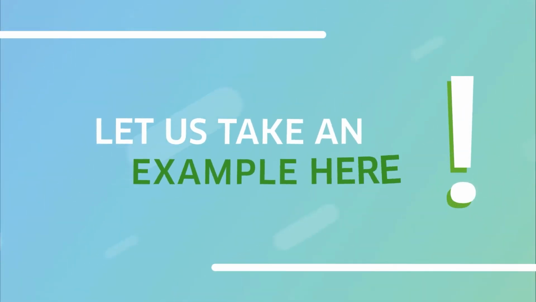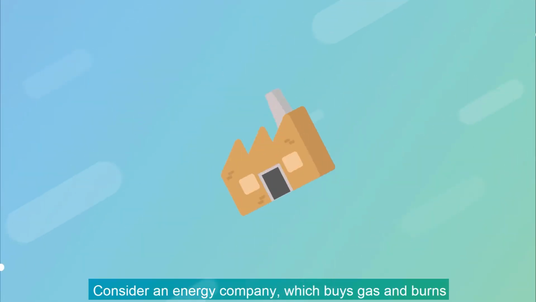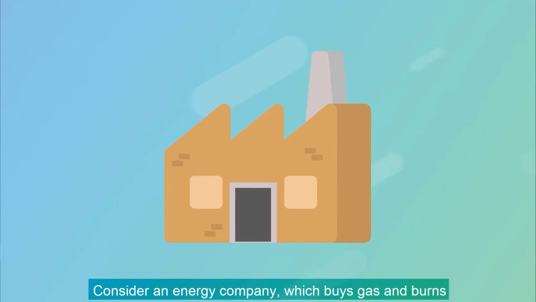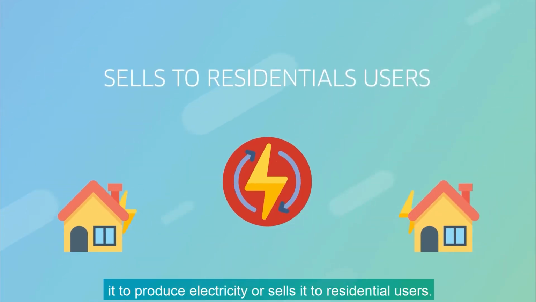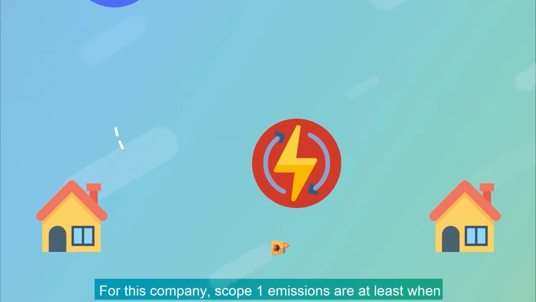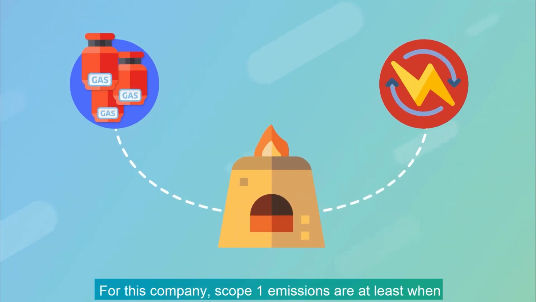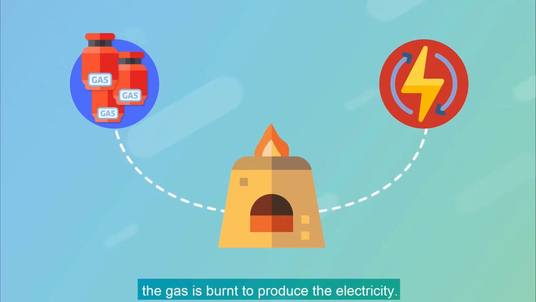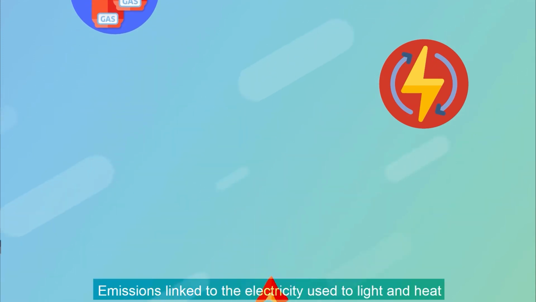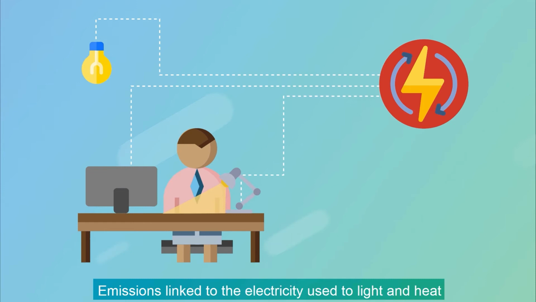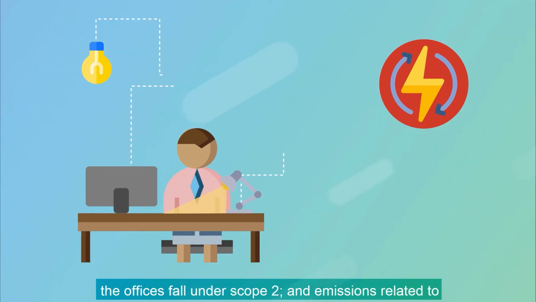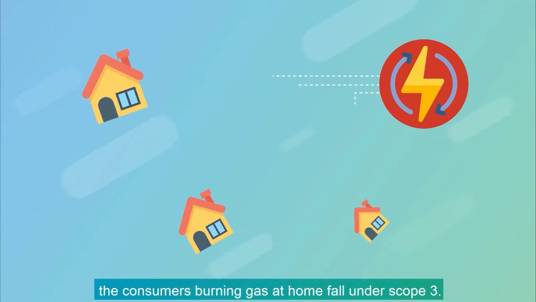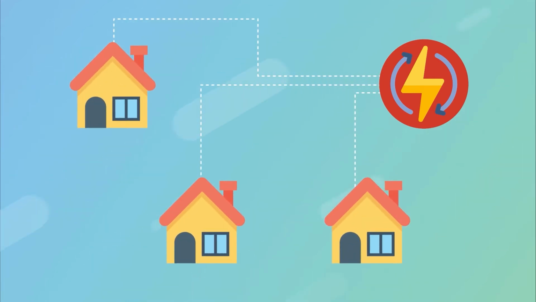Let us take an example here. Consider an energy company, which buys gas and burns it to produce electricity, or sells it to residential users. For this company, Scope 1 emissions are released when the gas is burnt to produce the electricity. Emissions linked to the electricity used to light and heat the offices fall under Scope 2. And emissions related to the consumers burning gas at home fall under Scope 3.